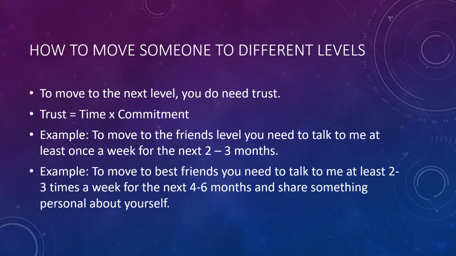And I give an example here. To move someone to the friends level from the everyone level, you would need to talk to that individual at least once a week for the next 2 to 3 months. Again, that shows time and that shows commitment. Again, this is just an example. It could be whatever it is for you, but for this example, you need to commit to talking to me at least once a week for the next 2 to 3 months. Again, time, 2 to 3 months, commitment, once a week. And if you consistently do that, then that trust will build. And if that trust builds, then you're okay with moving that person down to the next level.